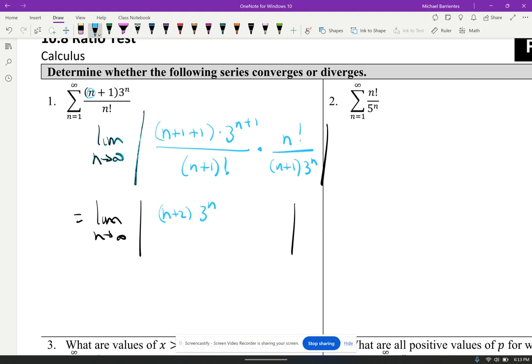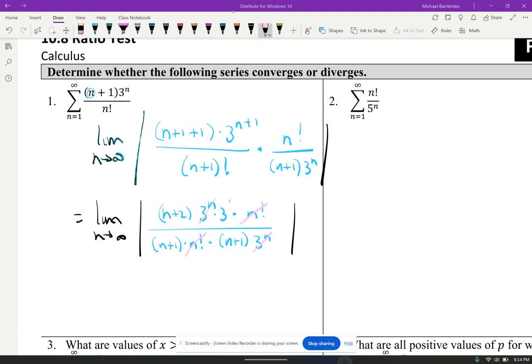This is 3 to the n times 3 to the 1 times n factorial. In the denominator, I have n plus 1 factorial. n plus 1 factorial is n plus 1 times n factorial times n plus 1 times 3 to the n. Can I cancel, reduce anything? Heck yeah. Those two are gone. Those two are gone. And I think that's it.